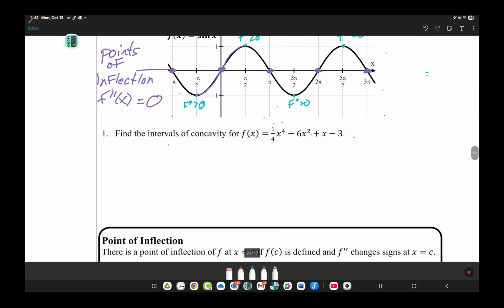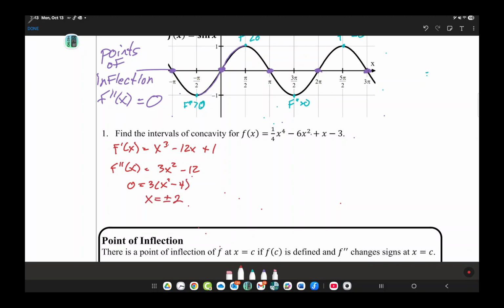So f prime of x, we still have to have that first, which gives us x cubed minus 12x plus 1, and then f double prime of x is equal to 3x squared minus 12. Set that equal to 0, factor out a 3, x squared minus 4, which gives us that x equals plus and minus 2.